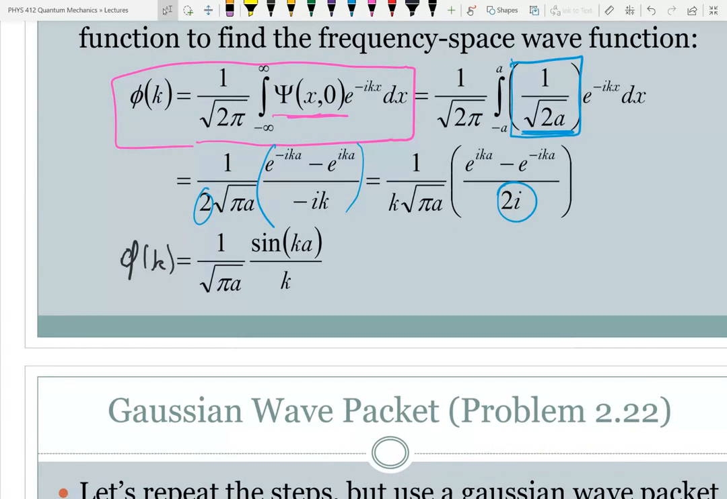Okay, so we've successfully done a Fourier transformation of the easiest thing possible. I mean, it's the easiest thing possible. We're still good, right? We did it.